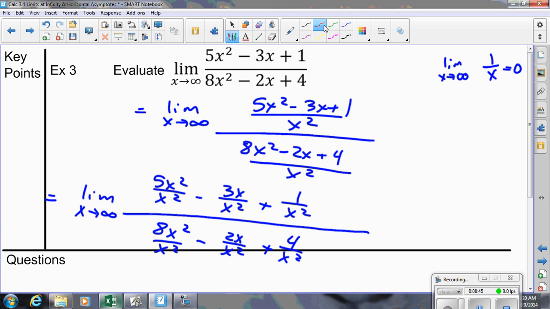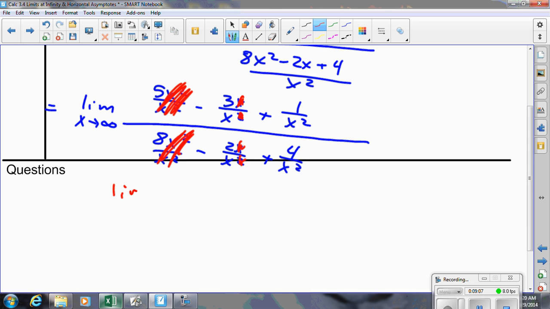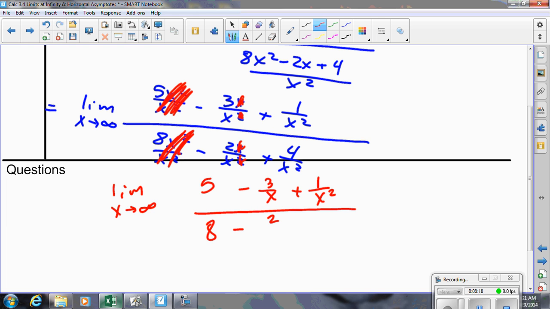Where are some pieces that simplify? x squared over x squared cancels completely. Same thing there. x over x squared would cancel to be just 1 over x, and there as well. So we wind up with the limit as x approaches infinity of 5 minus 3 over x plus 1 over x squared, over 8 minus 2 over x plus 4 over x squared. And all we've done is some algebra to rewrite the piece.